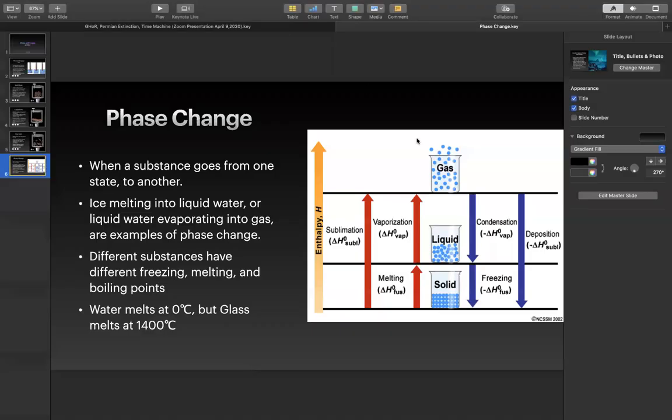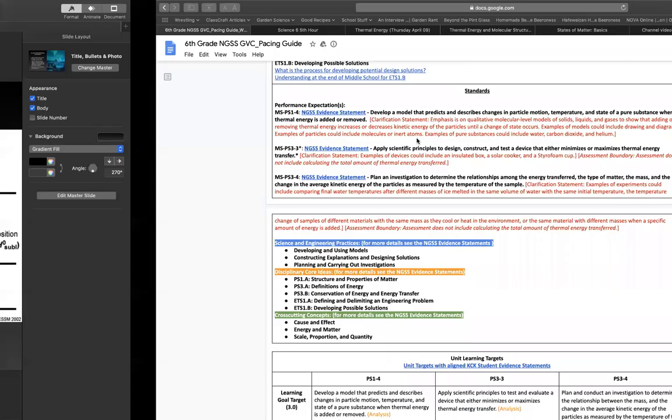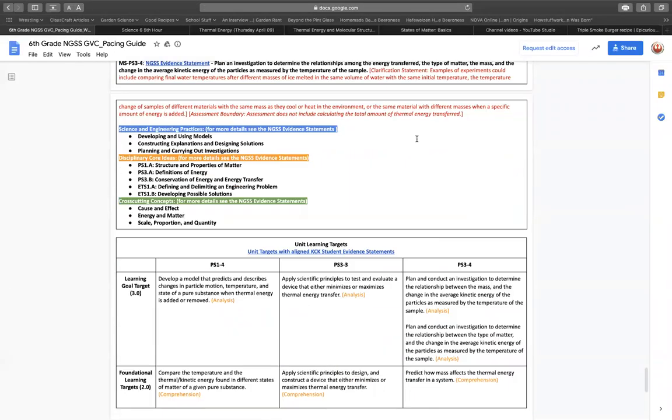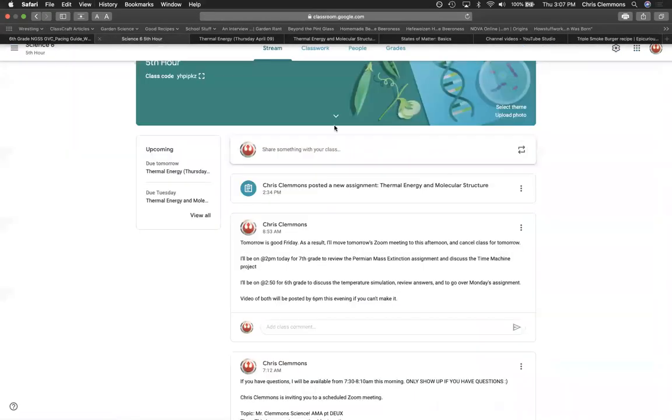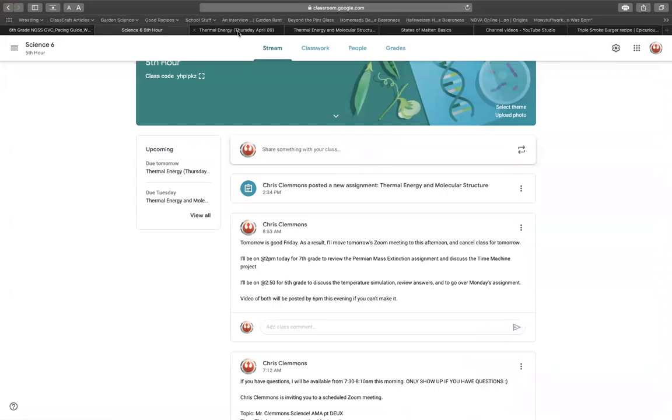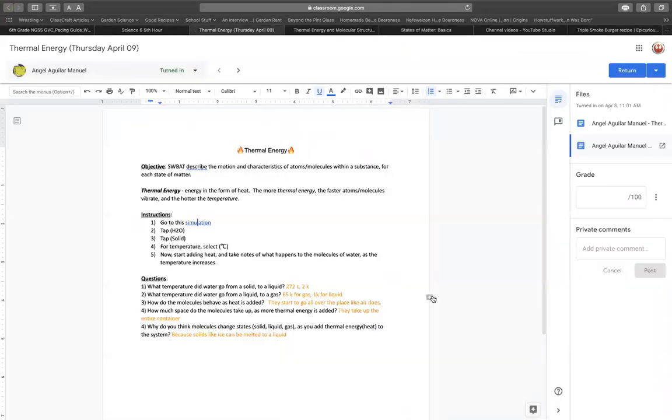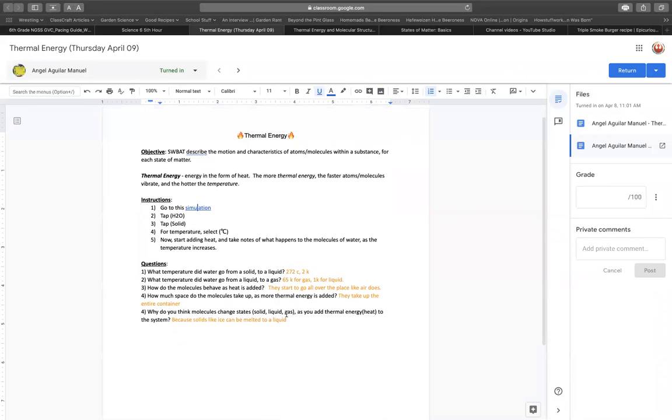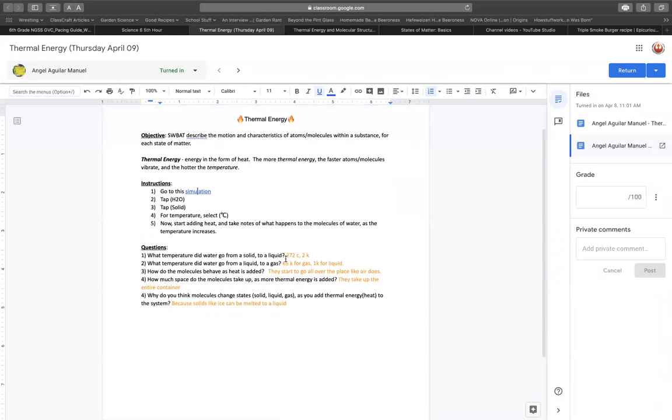Okay, now that's the quick presentation to talk about some of the things that you're supposed to be learning about, and what you'll be doing after you're done with the thermal energy assignment. So the thermal energy assignment here, what you should have found for water was it goes from a solid to a liquid just above 0 degrees. For the temperature, it goes from a liquid to a gas at 100 degrees Celsius.